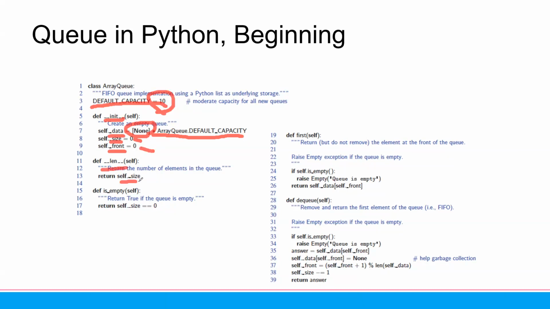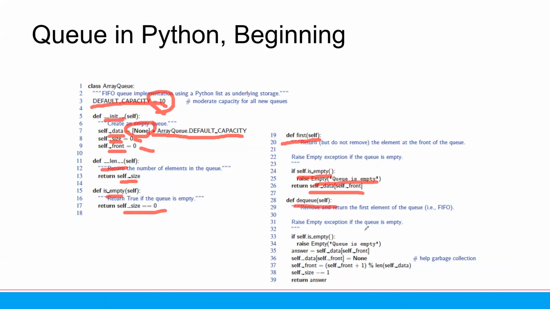Length is to get the size, and is_empty checks whether it is empty or not. And first checks what the element in the front is. If it is empty, then the queue is empty. If it is not, then we will get the value of the front.